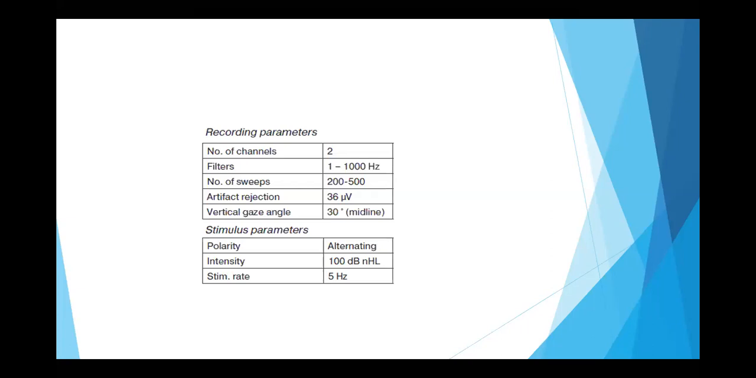The most important thing is vertical gaze angle 30° from the midline. So you have to see exactly 30° midline, not on the right or left. You have to look up and in the center, not on the right up or left up.